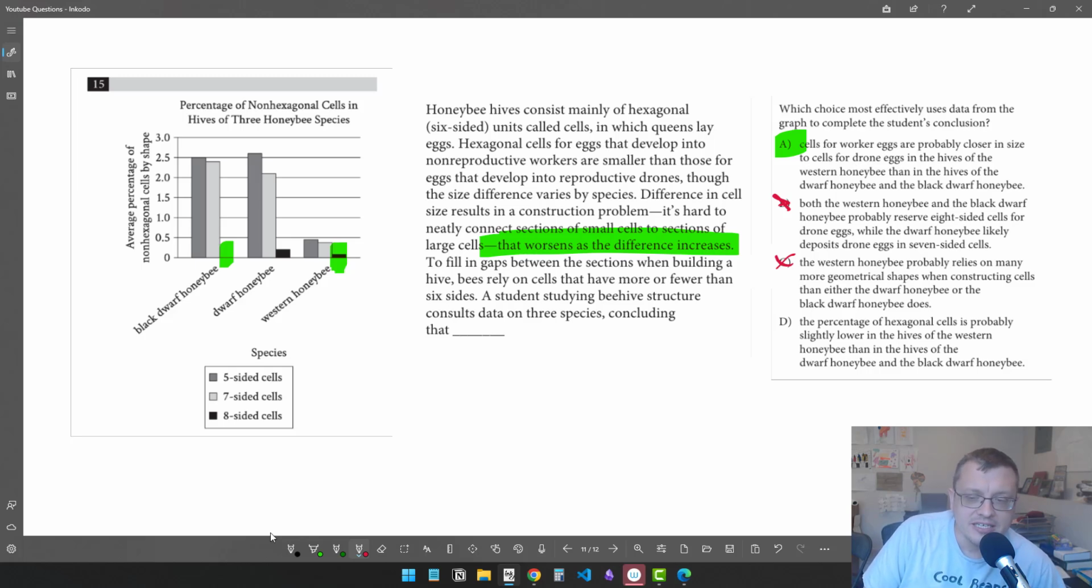D, the percentage of hexagonal cells is probably slightly lower in the hives of the Western than in the hives of the dwarf honeybee and black dwarf. I mean, this almost seems to be the opposite of what we want, right? There aren't that many of the non-hexagonals in the Western. And so that means there must be way more hexagonals proportionally than there are for these two, because they've got a lot more of these random sizes. So D is just the opposite of what the figure is showing us. There's actually not that many non-hexagonal, which means proportionally they have more hexagonal cells compared to the other two species. So best answer here is indeed choice A.